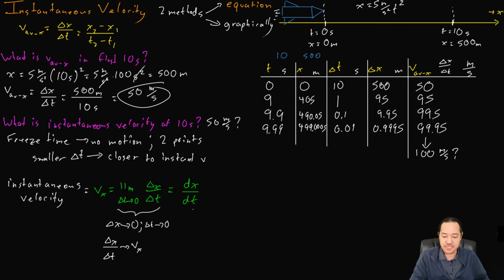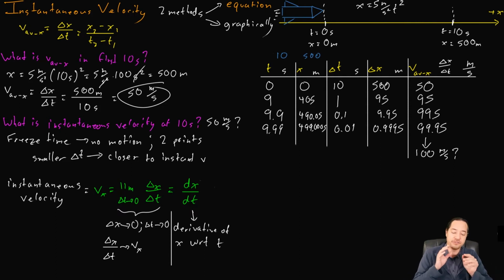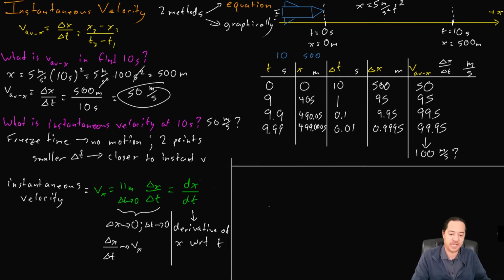And then here, this dx over dt is the derivative, right? This is the derivative of x with respect to t, okay? And if you know any differential calculus, you should be familiar with computing derivatives for different functions. So we have a function here for our position, and we can compute a derivative for it, so we can actually find an equation for the velocity. Let's do that right now. Okay.